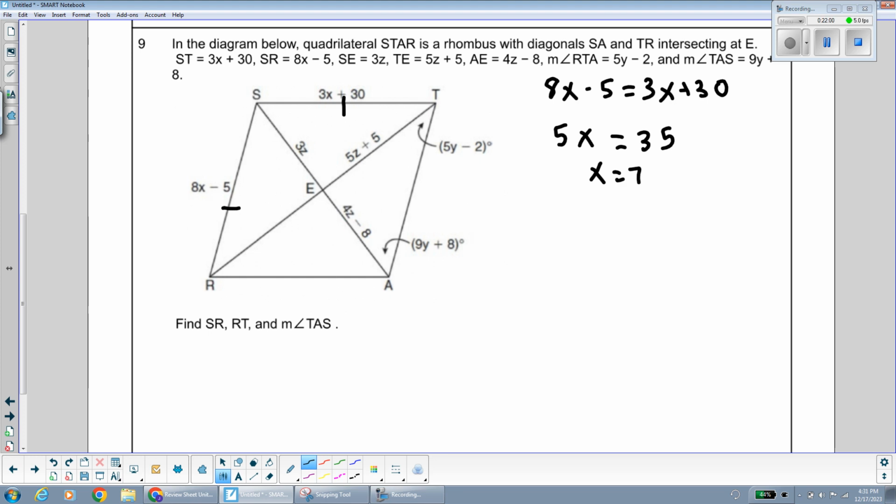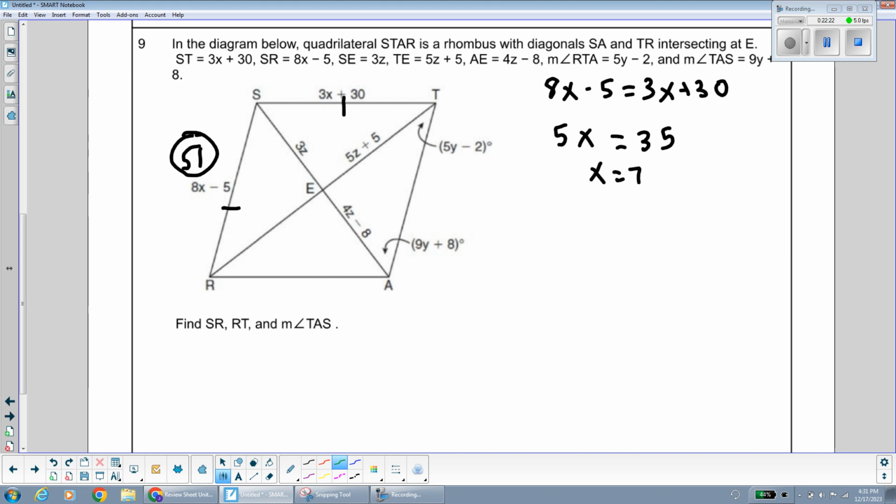Now I'm just going to plug in to 8x minus 5 to find the length of SR. So 8 times 7, that is 56, minus 5 is 51. So the length of SR is 51. Not degrees. This is not an angle. My bad. Moving along. Now we're going to find the measurement of RT.